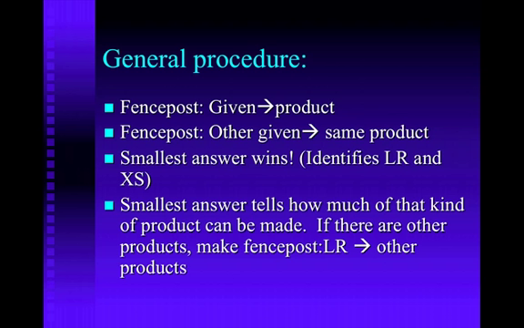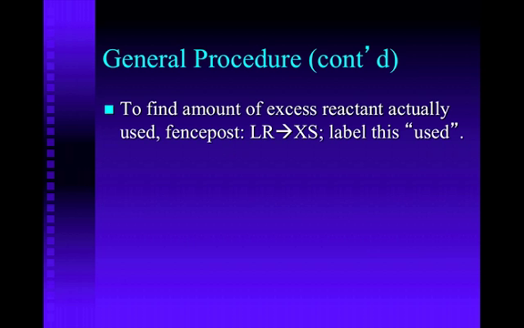Now, if you're doing a synthesis reaction, you might only have 1 product. But if there are other products from like a double replacement reaction or a single replacement reaction, you might also need to make a fence post from the limiting reactant, now that you know what it is, to the other products to see how much of those can be made as well.